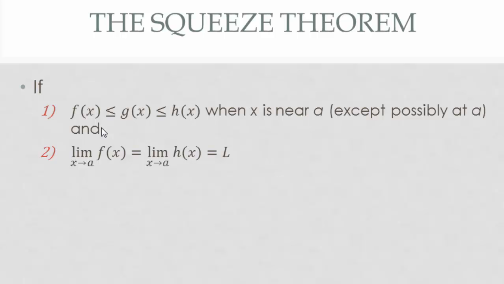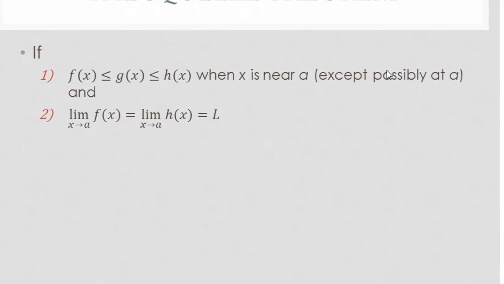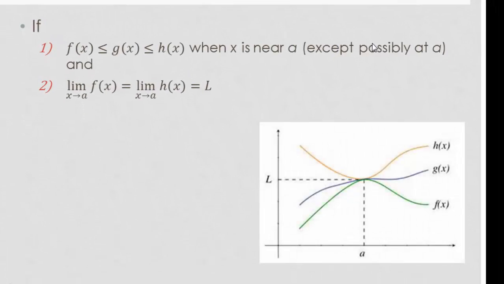And the other thing that you know is that the limit as x approaches a on f of x is equal to the limit as x approaches a on h of x, and that's equal to L, meaning it exists and it's finite. That's the limit of the bottom function and the limit of the top function as x gets close to a, except possibly at a. Okay, so in case that's still not clear, let's take a look at a graphical representation of what that means.